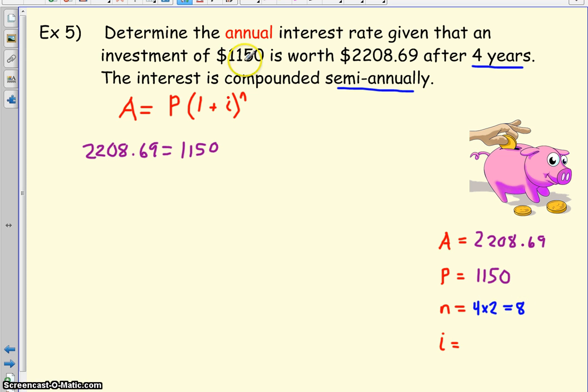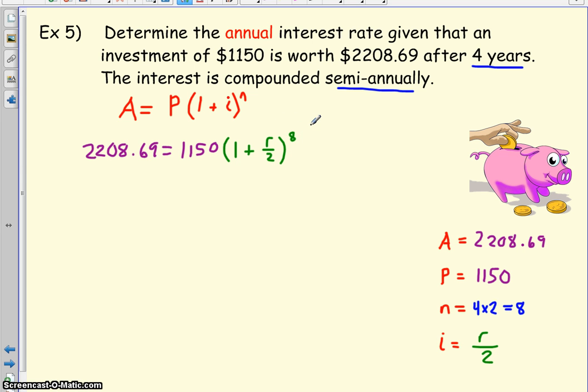Okay, and just for the purpose of doing everything all at once, I'm going to remind myself that i is going to be some annual interest rate, which I'm going to call r, divided by 2. So I'm just going to put it in directly as that instead of solving for i first. The algebra is going to be a little more complicated, but I'll be able to solve for r directly. So what I'm going to have now is 1 plus r over 2, all to the exponent of 8, my n.